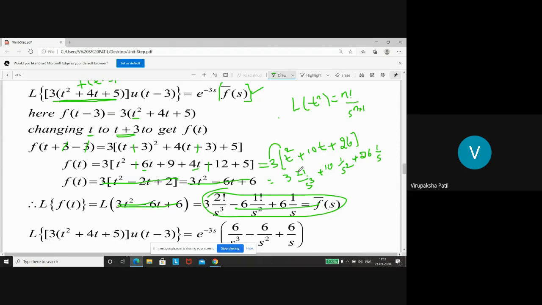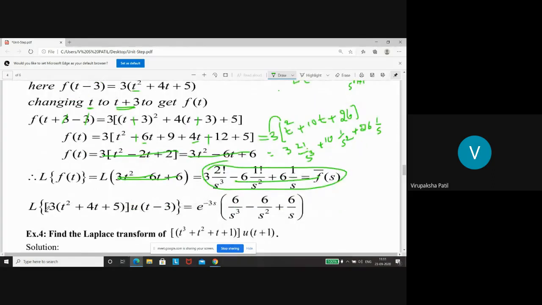Now this 2 factorial is also 2, so I will make the corrections here. So this is equal to e to the power minus 3s as it is, so this becomes 6 divided by s cube, plus 10 divided by s square, plus 26 divided by s. This will be the final answer. Please make this correction, because of some typing mistake I have gone wrong there.